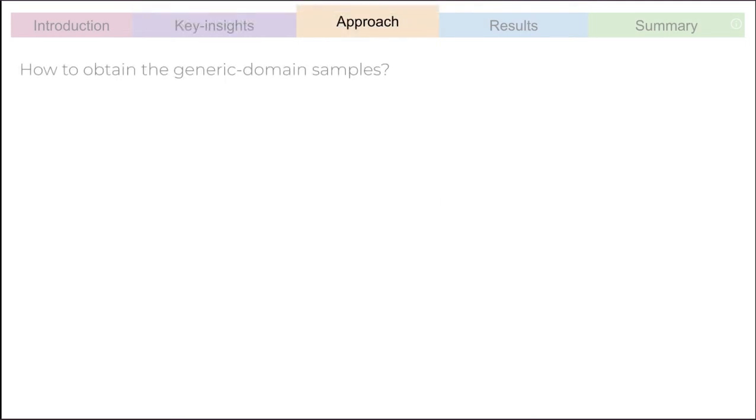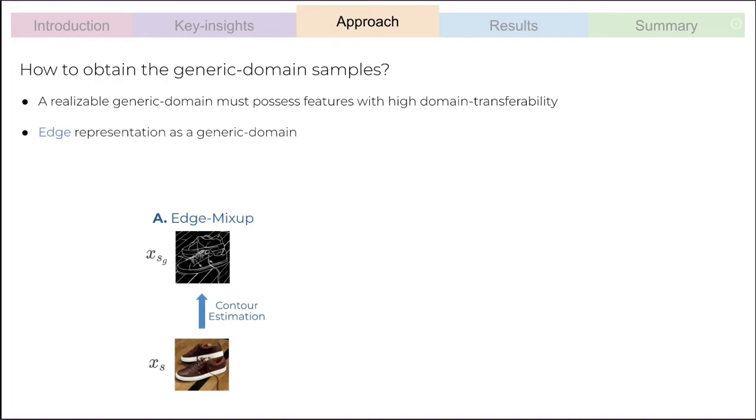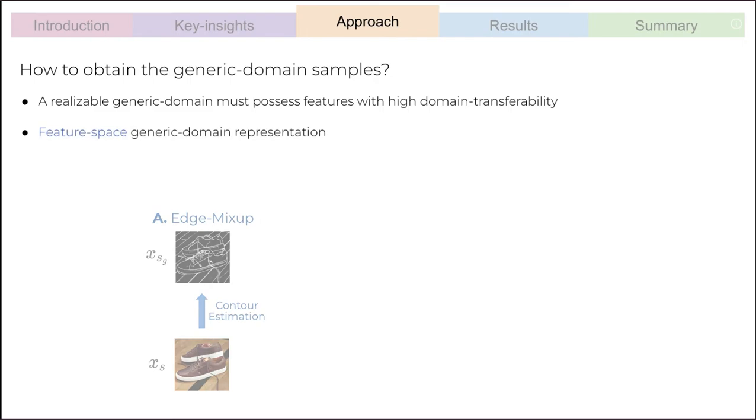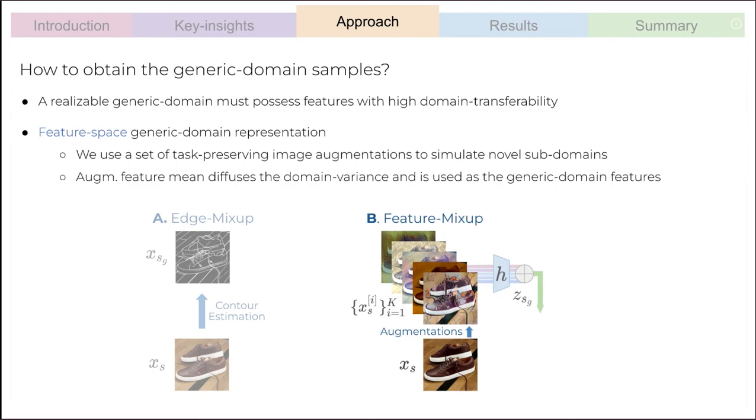The obvious question is how to obtain generic domain samples. A realizable generic domain must possess high transferability. Based on this, we propose two generic domain translation methods. First, an input edge representation can be obtained through contour estimation. Intuitively, edges preserve the shape and remove the domain dependence of color and texture. Second, we propose a feature-space generic domain representation. A set of task-preserving image augmentations simulate novel augmented subdomains. The augmented feature mean diffuses the domain variance and is used as the generic domain feature.